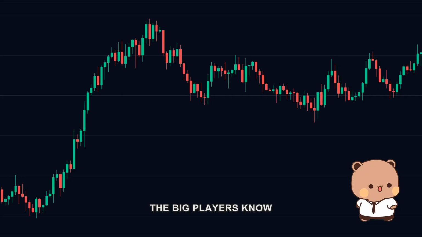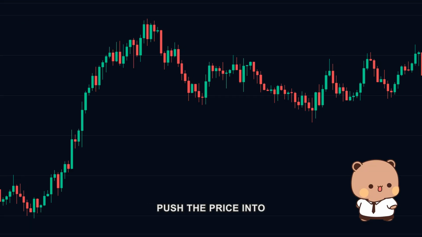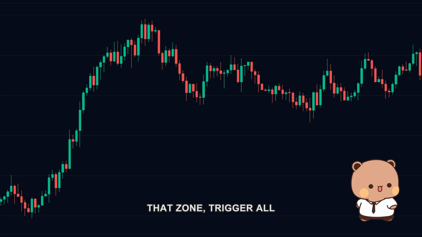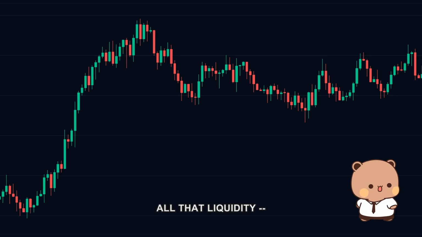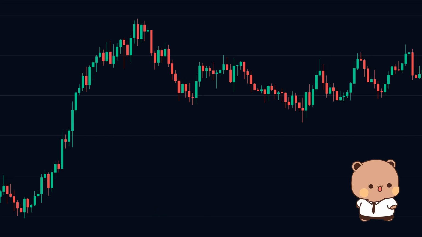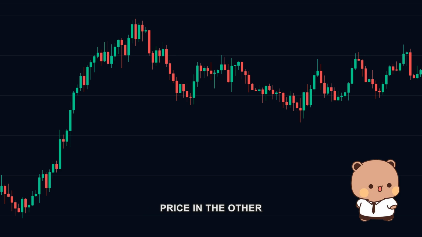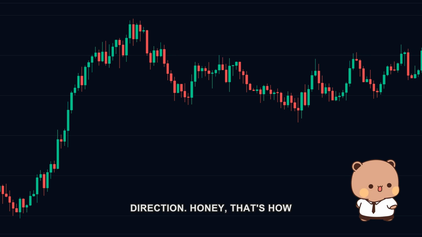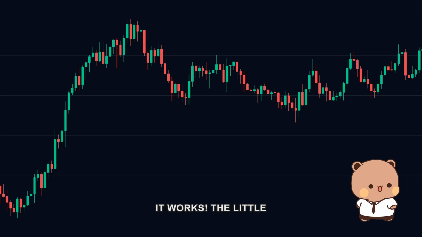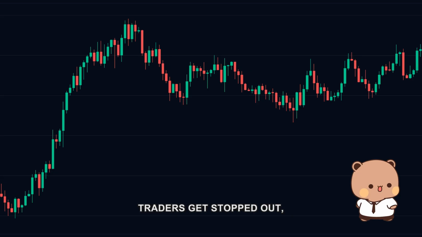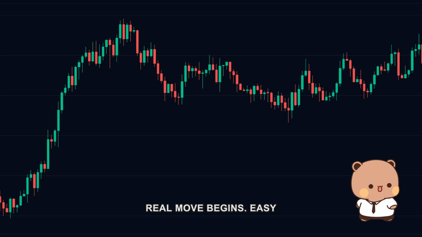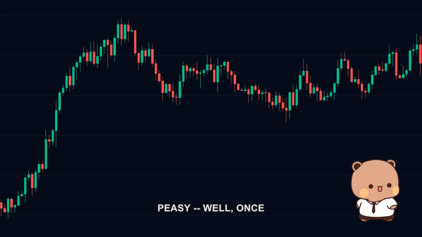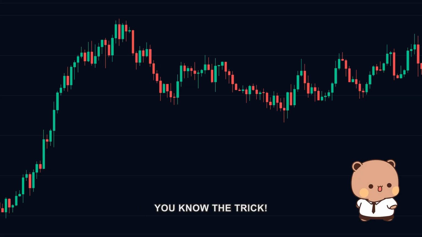The big players know it's there, so they push the price into that zone, trigger all those stop losses, grab all that liquidity, all those orders, and then reverse the price in the other direction. Honey, that's how it works. The little traders get stopped out, the big players get their fill, and the real move begins. Easy peasy. Well, once you know the trick.